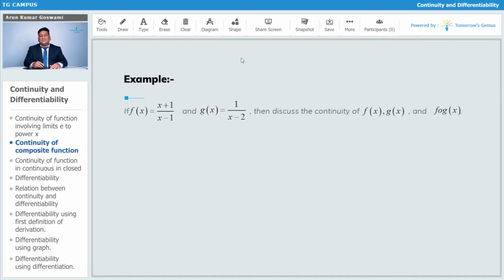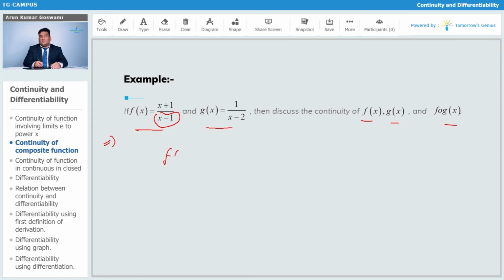Let's see a question based on this concept, guys. We have here f(x) and g(x), and they said discuss the continuity of f(x), g(x) and fog. f(x) and g(x) you can say directly, but the problem is the composite function fog. f(x) is x plus 1 divided by x minus 1. You can directly say the point of discontinuity is found by keeping the denominator equal to 0, so we get 1.